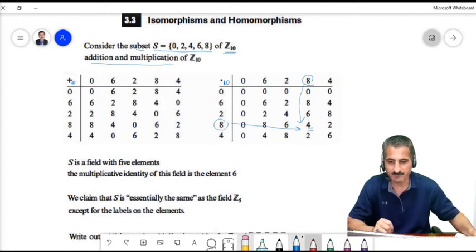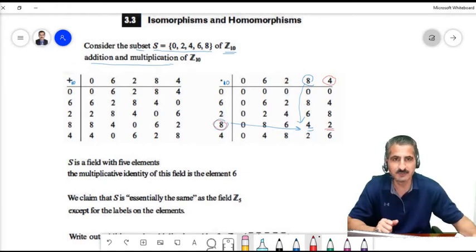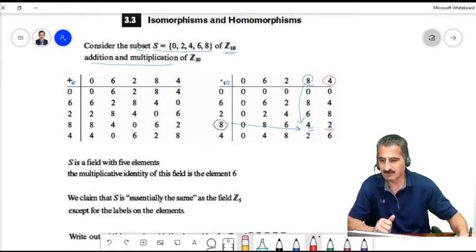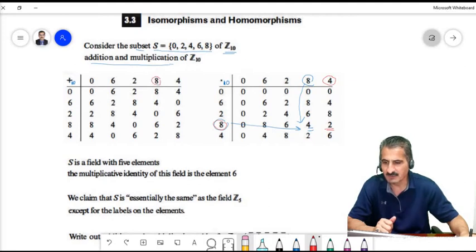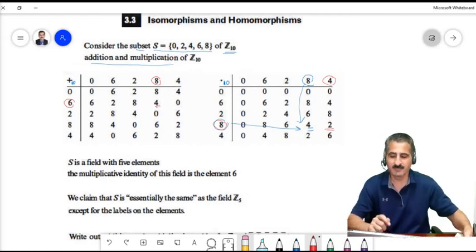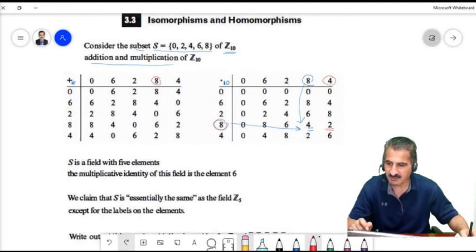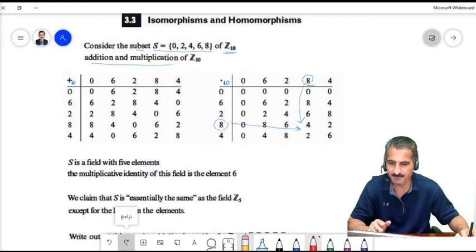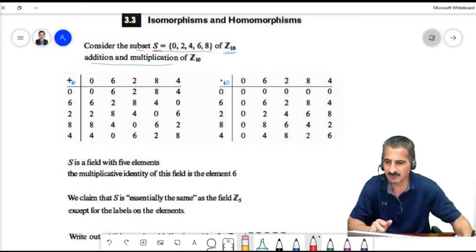Also, 4 times 8 we get 32, modulo 10 we get 2. And here also, 8 plus 6 we get 14, modulo 10 it is 4. So these tables represent the addition and multiplication on the set S. So let me remove these things here. We are working on the set S.